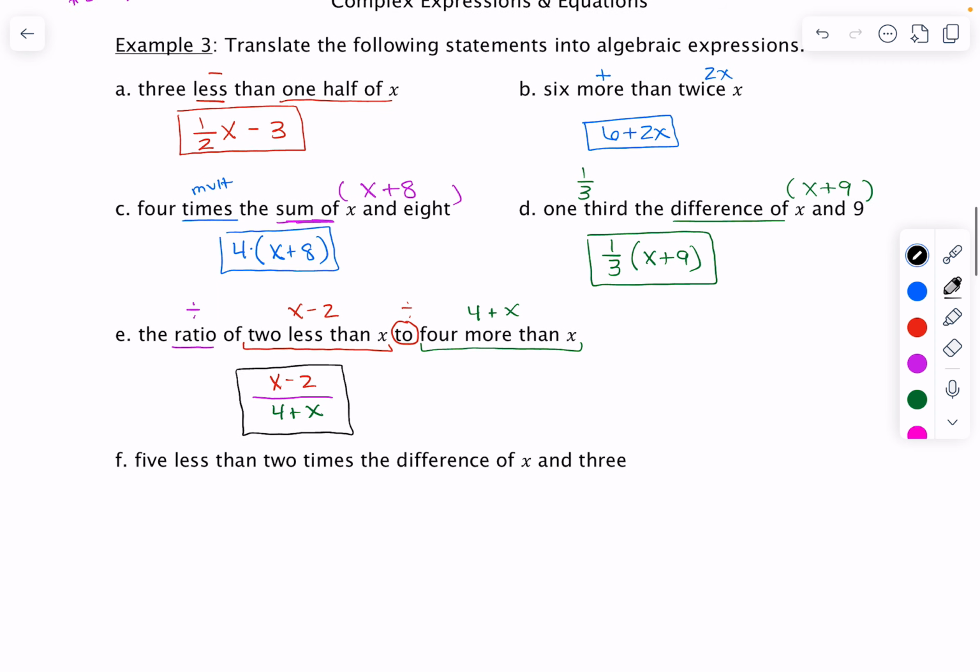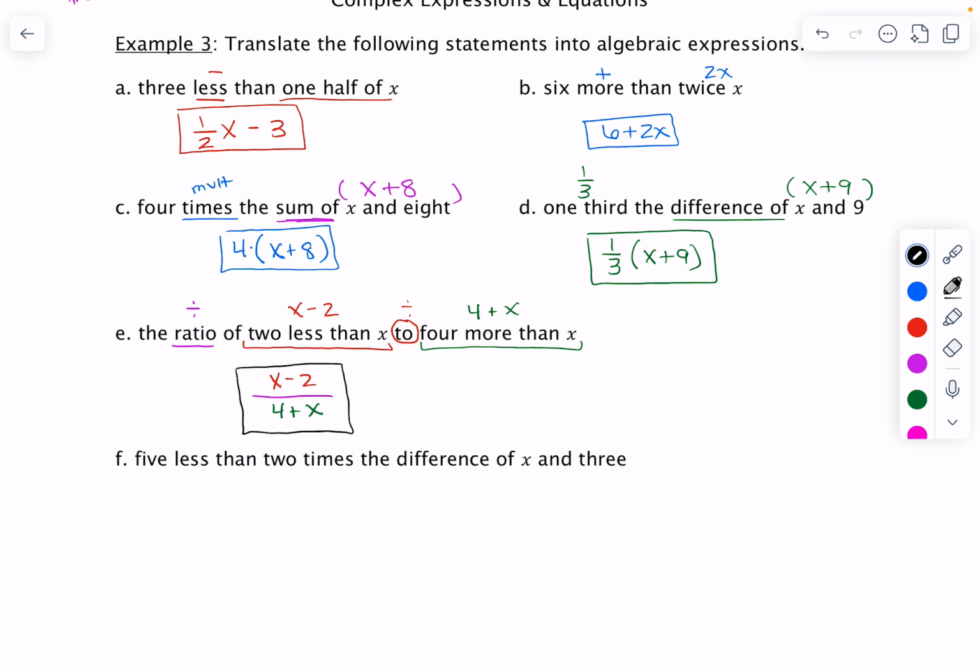And finally, letter F, I've got 5 less than 2 times the difference of x and 3. I know when you read this, it can be overwhelming. Like, that is a lot of vocabulary. That's a lot of numbers all mixed together. But we're going to take it step by step. So 5 less than 2 times the difference of x and 3. I'm going to start at the end here. And when I see the difference of x and 3, I know that that's going to be x minus 3.